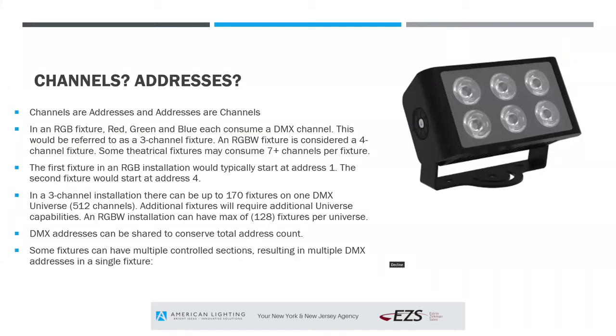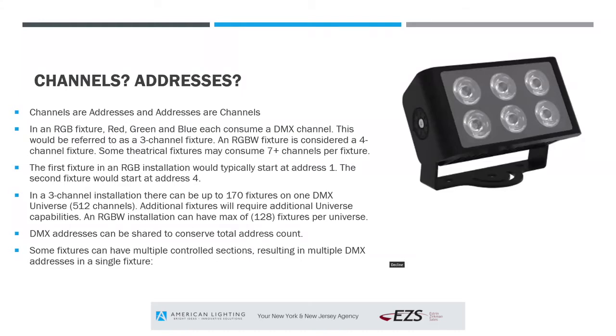In a 3-channel installation, so in RGB, we can have up to 170 fixtures on one DMX universe. A universe is 512 channels, so if you multiply 3 times 170, it gets you pretty close to 512. So that will consume a full DMX universe. With RGBW, we're adding an additional channel to every fixture, so that reduces the number of fixtures we can put on a DMX universe, and it takes it down to 128 fixtures per universe. DMX addresses can be shared, like I said, depending on the application.